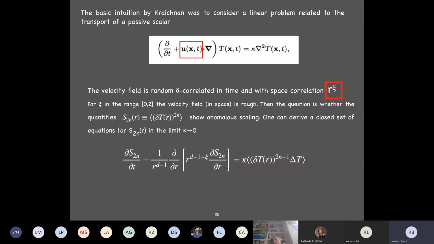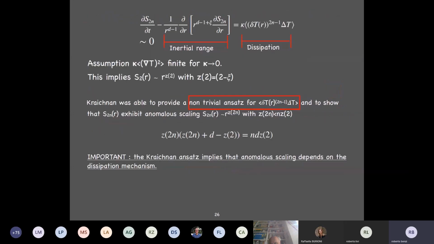Now, what Kraichnan was able to show is that, in fact, there is a way to show that these equations show anomalous scaling, that is to say intermittency. And the argument is, roughly speaking, the following. Let's forget about the time derivative, which is anyway very small. So you have a closed equation for this quantity and this quantity.